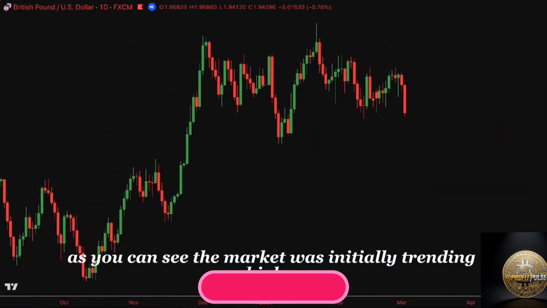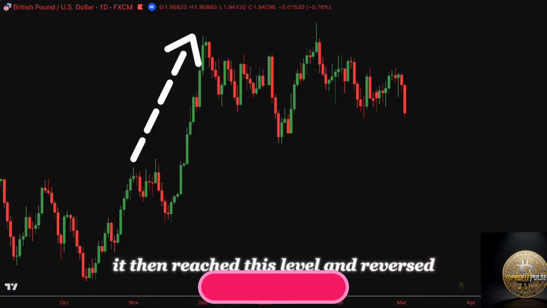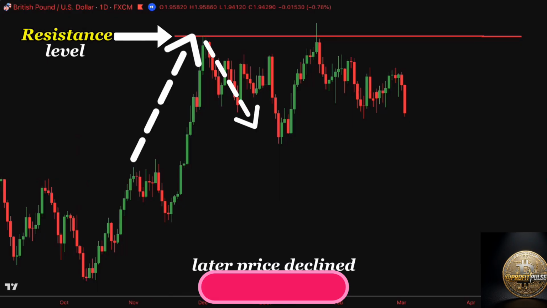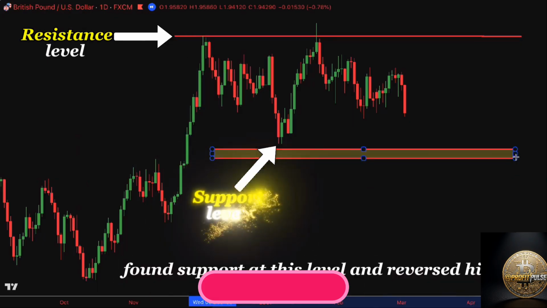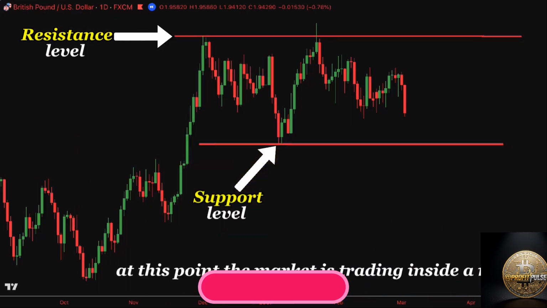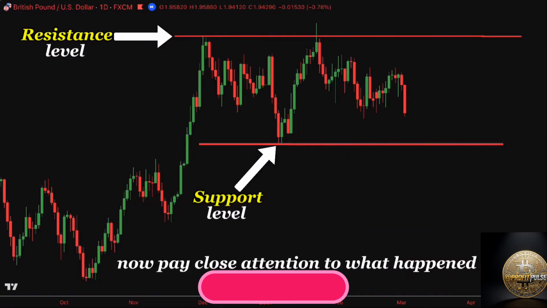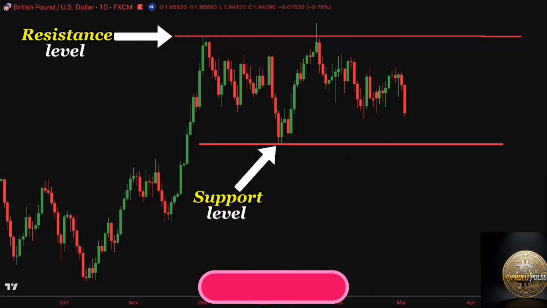As you can see, the market was initially trending higher. It then reached this level and reversed, forming a resistance level. Later, price declined, found support at this level, and reversed higher. At this point, the market is trading inside a range with a clearly defined resistance and support level. Now pay close attention to what happened next.